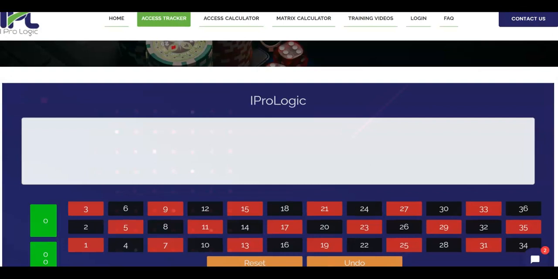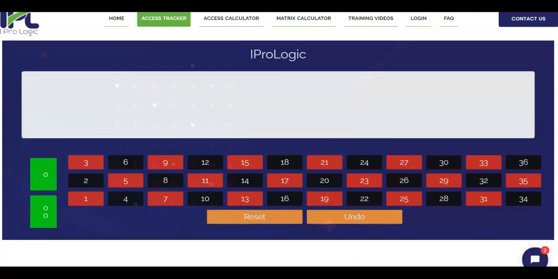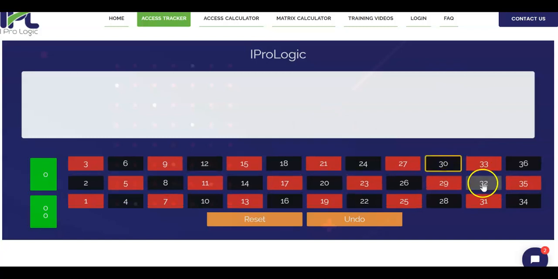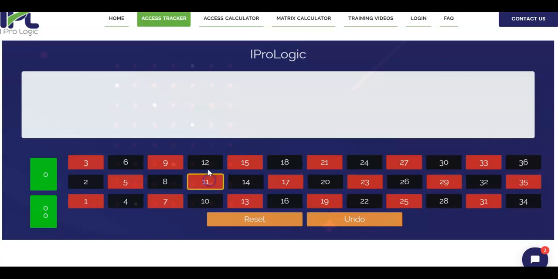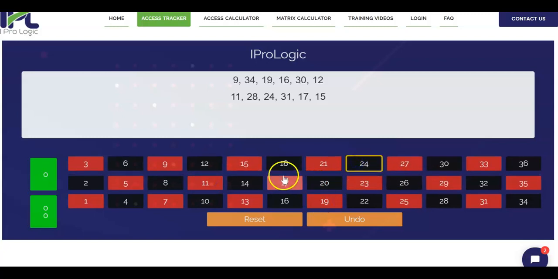Okay, so this is obviously the iPro tracker, which many of you are familiar with, and those of you who are not, we're going to give you a brief understanding. What you're going to do is, when you get numbers off the wheel, you're just going to input them in here. I'm just going to throw in random numbers. Please don't write these down, as I say this all the time in our videos, because numbers do change, and so do investment amounts and so on. I'm just randomly throwing in numbers. Okay, so you see these numbers happen to appear.